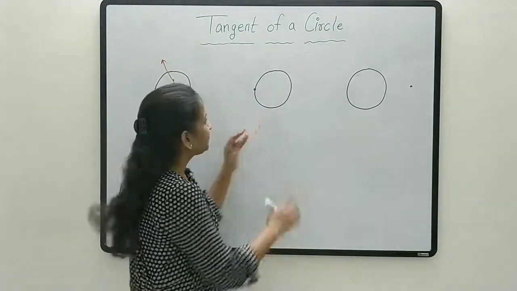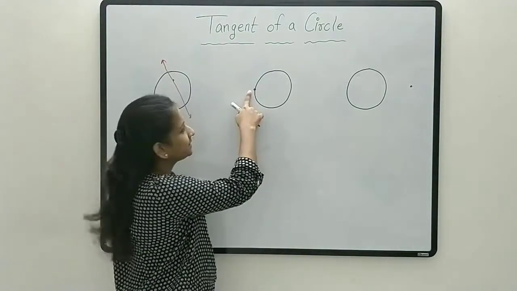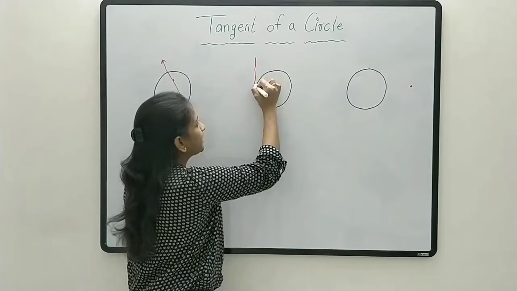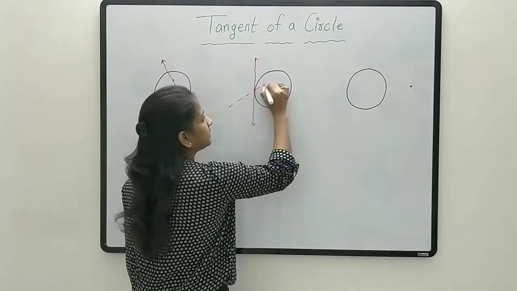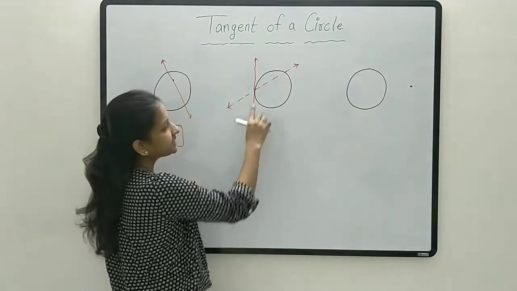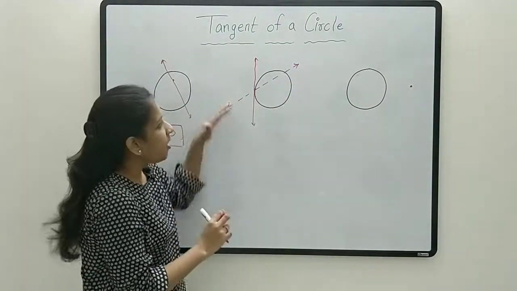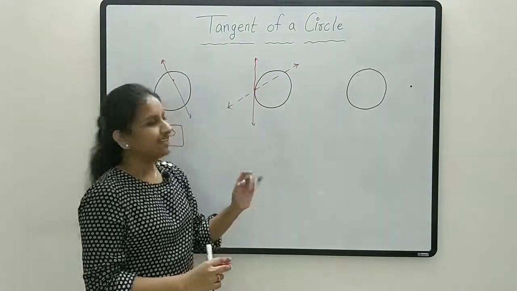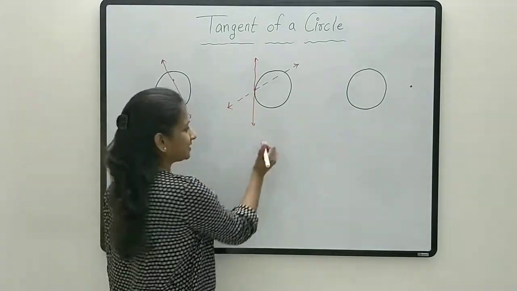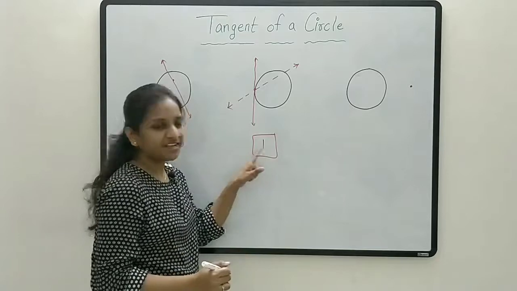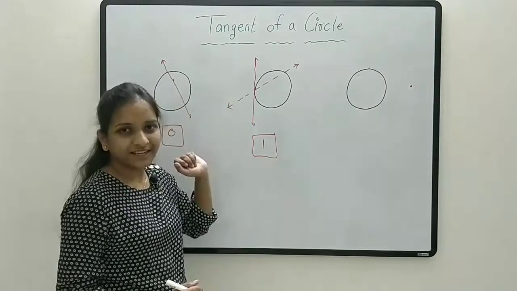Now consider here, point is on the circle, so we can draw a tangent like this, right? Any other line like this intersects the circle in 2 points, then other lines are not tangent. There is only one tangent from a point on the circle. We can draw only one tangent when the point is on the circle.